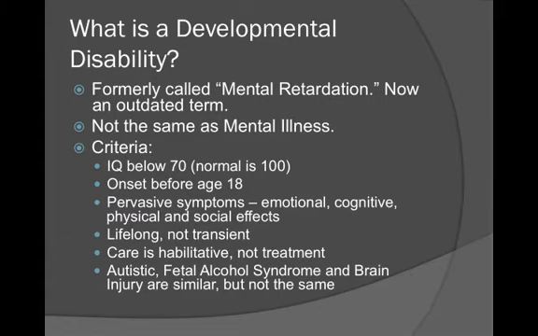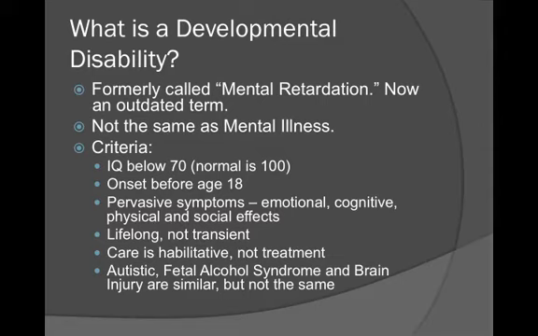The onset of symptoms must be recognized before the age of 18. And I'll tell you that most people's symptoms are recognized either at infancy or are seen to have developed before birth. The symptoms themselves must be pervasive. In other words, they have to affect all aspects of a person's development, including their emotional development, their cognition, which is a fancy way of saying their thinking, their physical development, and their socialization, their ability to interact with other people. Communication, for example, is often significantly impaired.